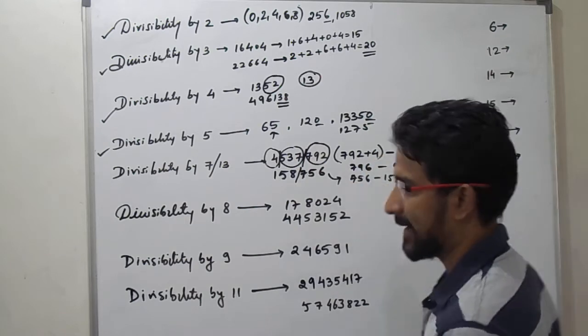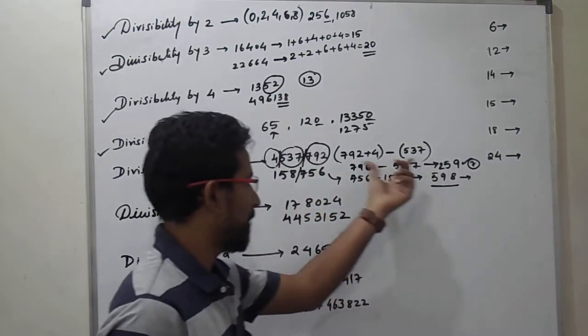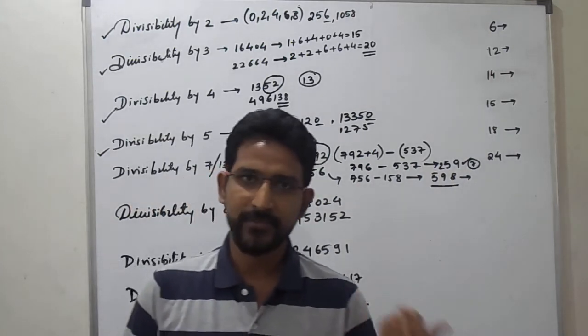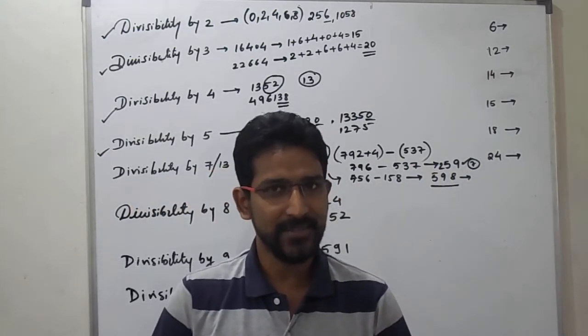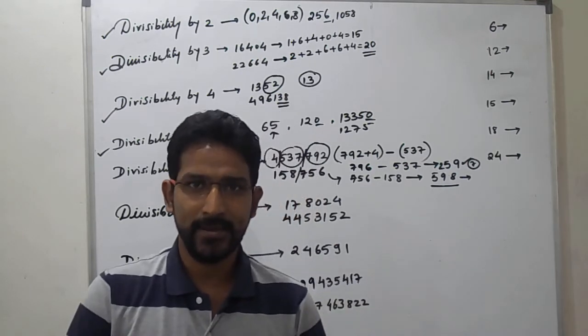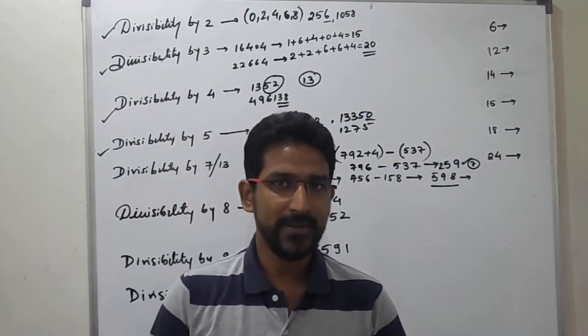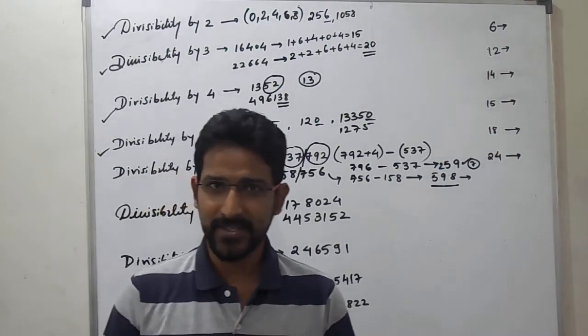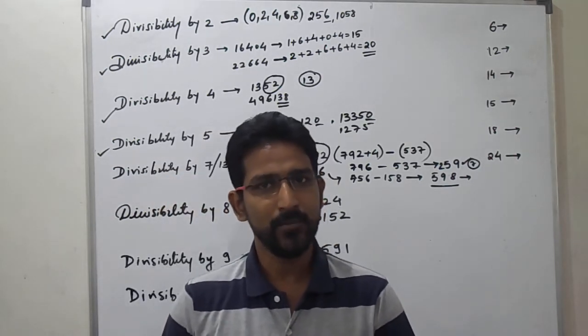So you have to subtract, and if the value you get after subtracting is divisible by 7, then the whole number will be divisible by 7. If that number is divisible by 13, then the whole number will be divisible by 13. In some cases it will be divisible by 7 as well as 13, so that number will be divisible by both the numbers.